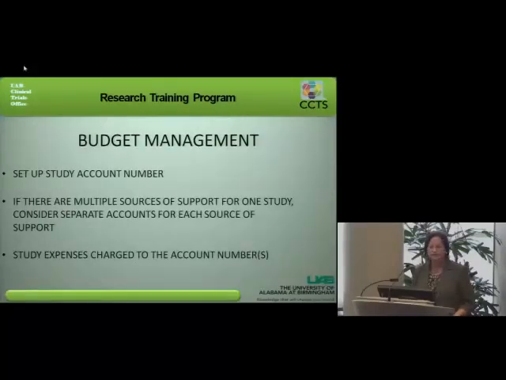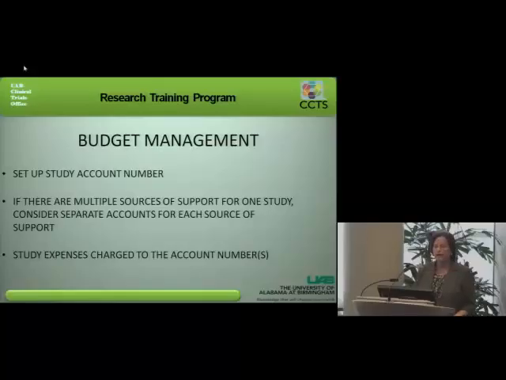In terms of budget management, typically you want to set up a study account for your study. If you have a study that has more than one source of funding, it's probably a good idea that you establish two separate accounts for each source of funding. And then you need to up front allocate what will be paid for out of each study account.